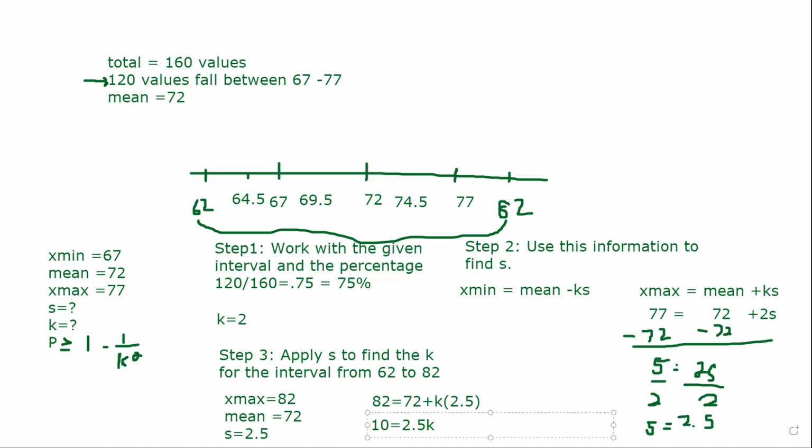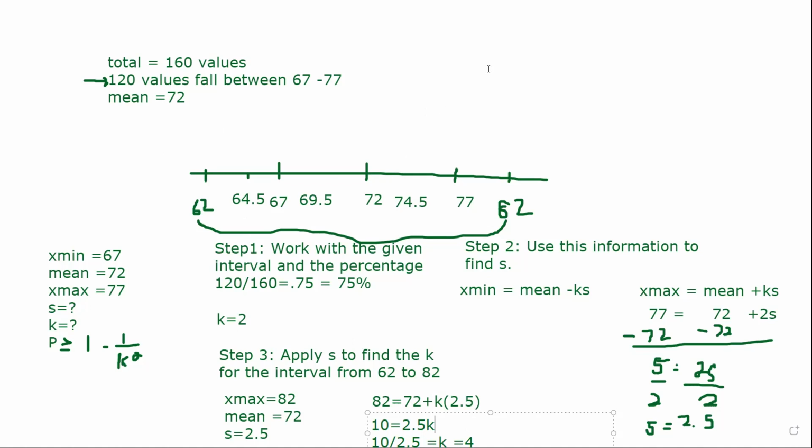Are you okay with that step? Yeah. Now I'm going to divide both sides by 2.5. So 10 divided by 2.5 is 4, and that's equal to K. That's the number that we're going to use. This K that I have here, this 4, is the value that I'm going to put in my formula to find the percentage between 62 and 82. Okay.